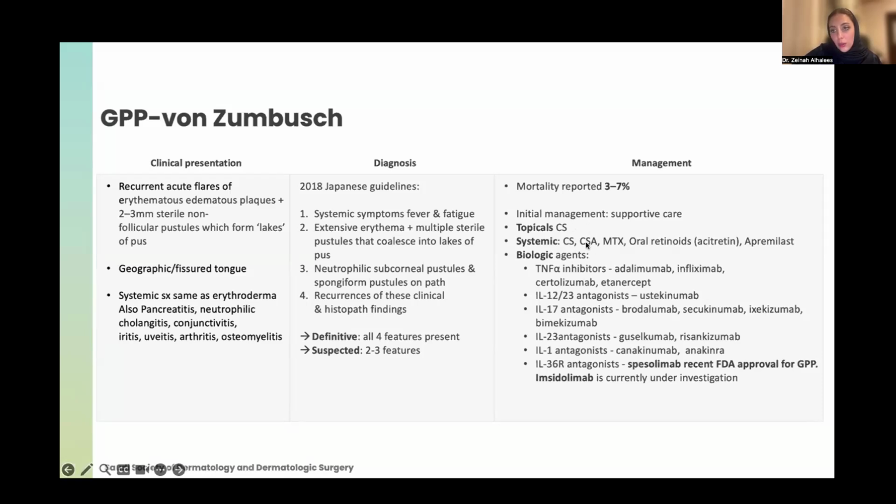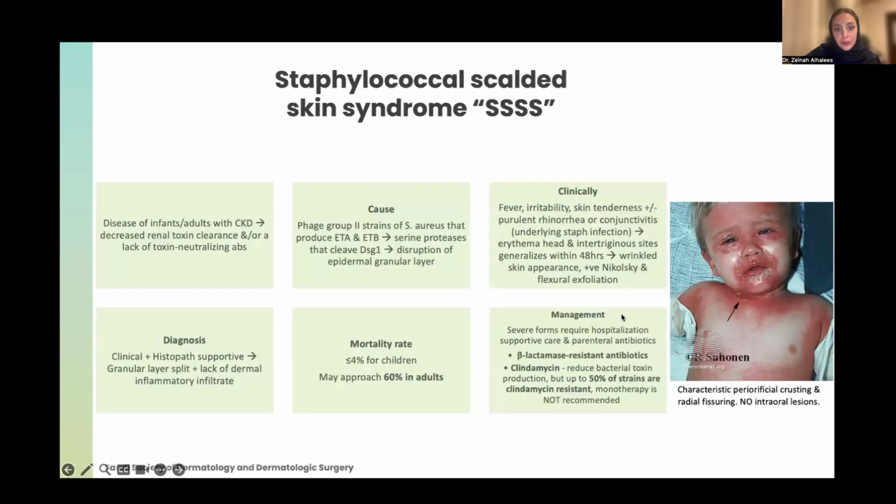And then you want to start them on biologic therapies. Often we can give IL-17s, IL-23s. Those are good options. They do take time to work, and that's why we usually tend to treat the GPP initially with faster agents like steroids and cyclosporin. And now we do have an IL-36 receptor antagonist, spesolimab, that has this recent FDA approval for GPP as well. And we have another one called imsidolimab that is currently under investigation for GPP.